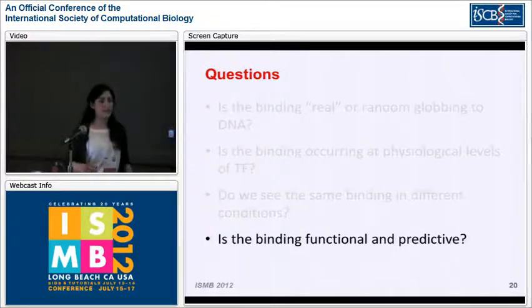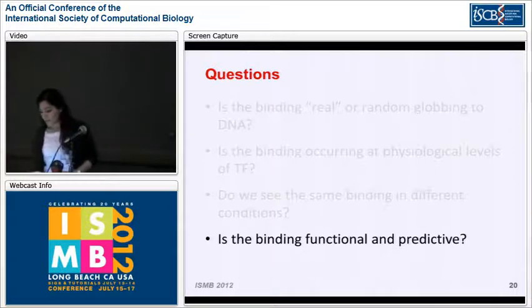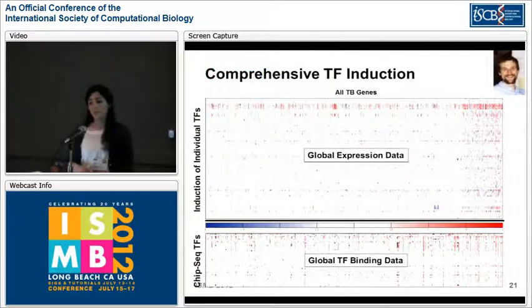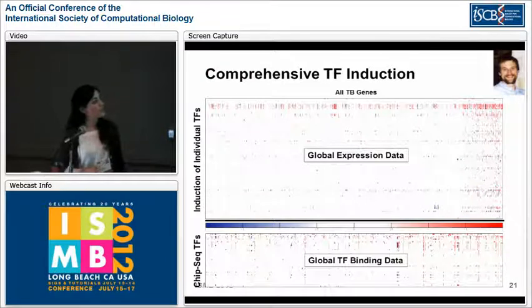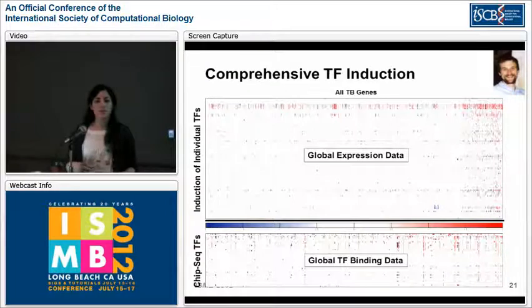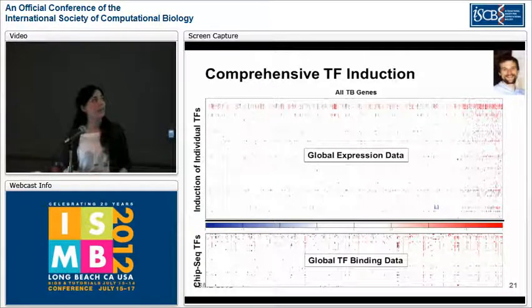Finally, the ChIP-seq data shows us where the binding locations are, and it gives us information about the binding sites. But we don't know whether these bindings have upregulating or downregulating roles. We have combined this with comprehensive transcriptomics data. So this TF induction data was performed alongside the ChIP-seq, such that each of the microarray experiments was the induction or overexpression of a transcription factor, and we have measurements for all 4,000 TB genes.